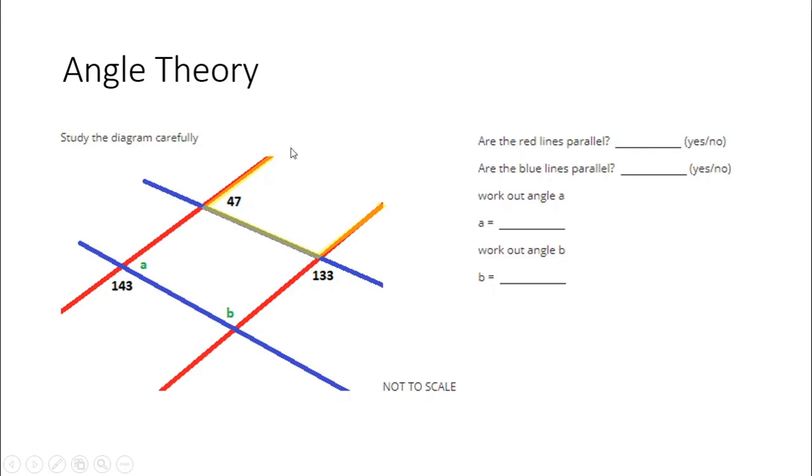If these red lines were parallel, this would make a C pattern. That's at 47, and this angle here would be interior angles. What is this angle here? Well, it's opposite this 133, so whether they're parallel or not, opposite angles have to be equal. So that's 133. So let's check.